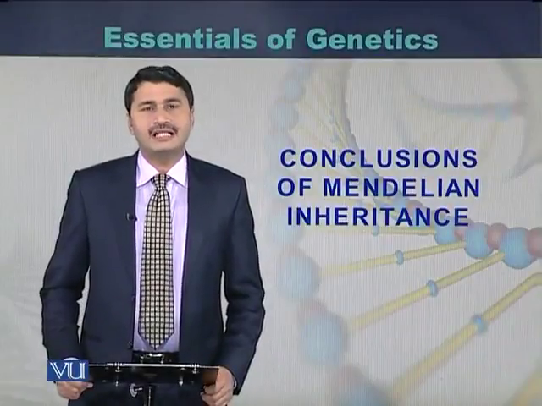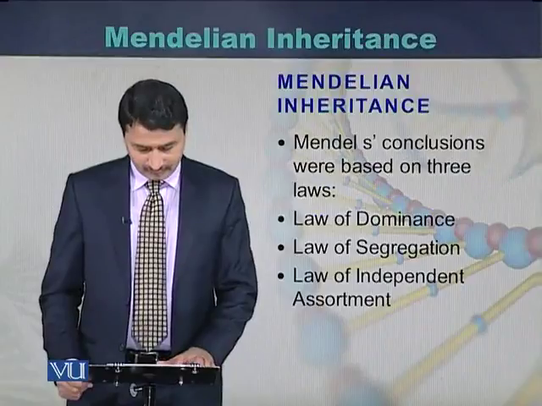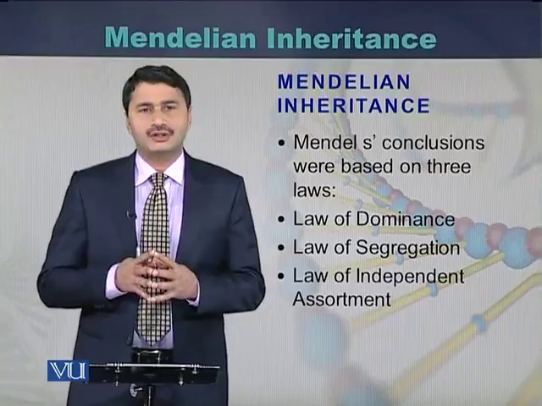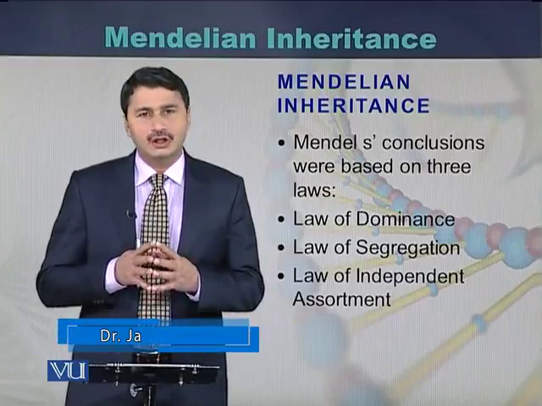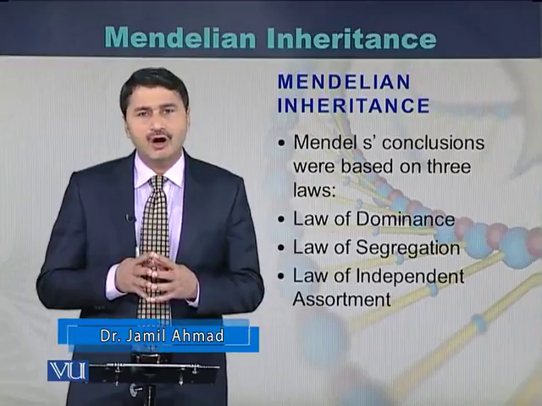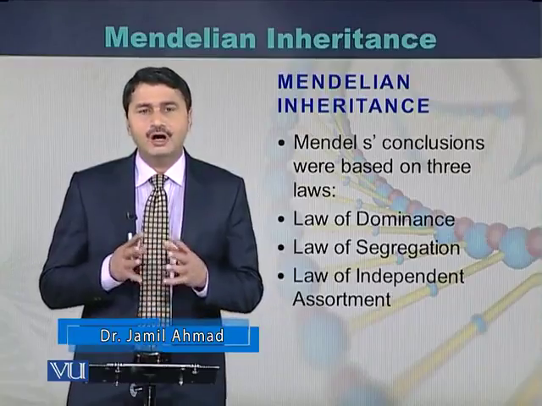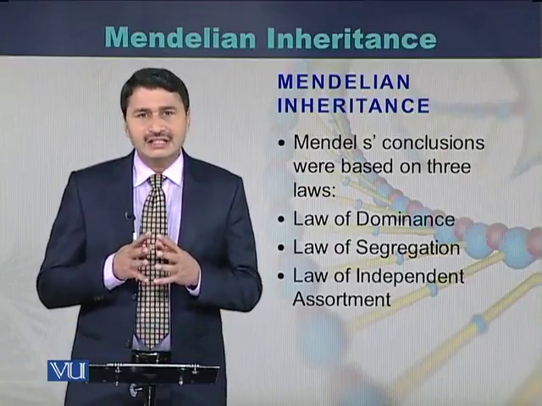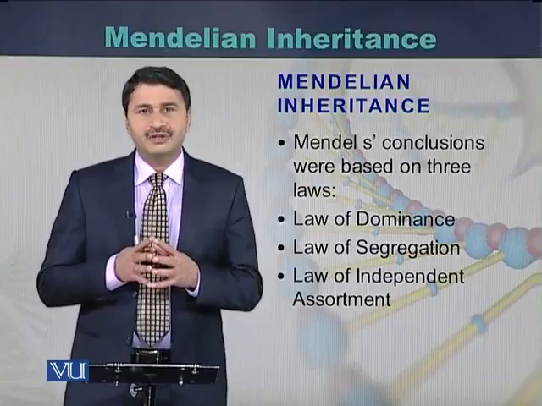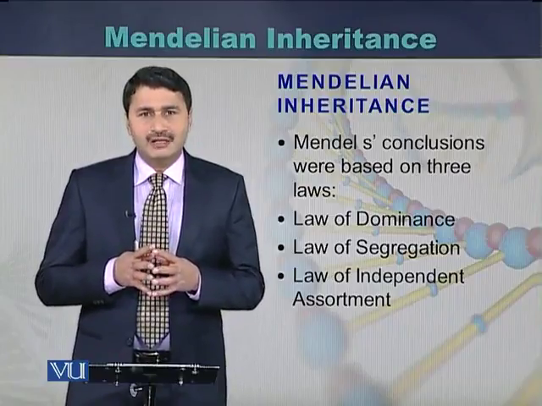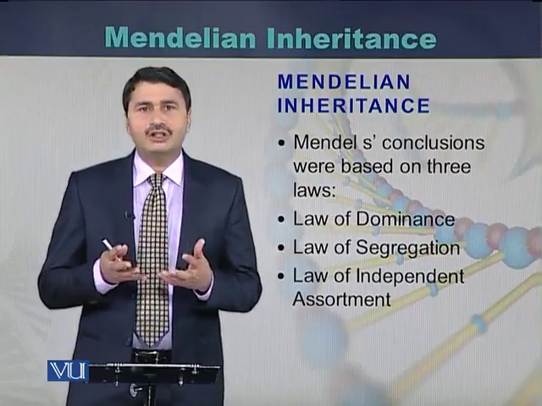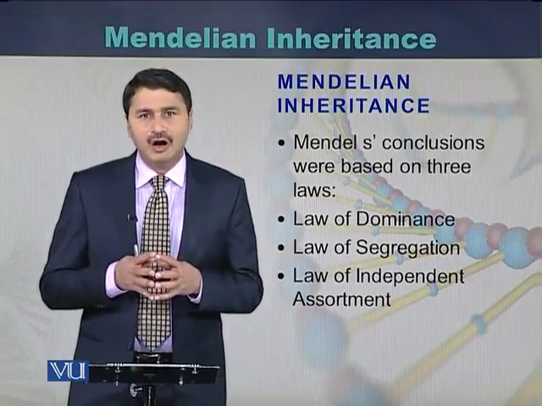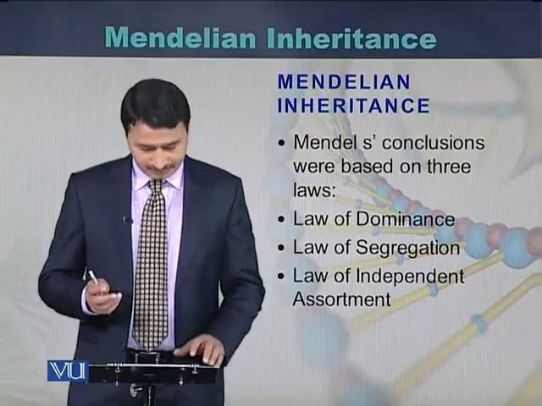Conclusions of Mendelian inheritance. Mendel's conclusions were based on three laws: law of dominance, law of segregation, and law of independent assortment. All the experiments performed by Gregor Mendel in the mid-19th century resulted in three laws: law of segregation, law of dominance, and law of independent assortment.